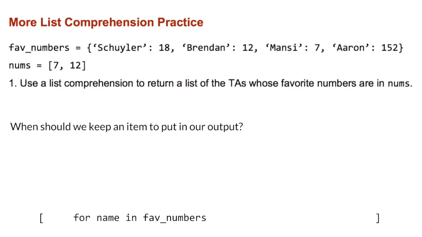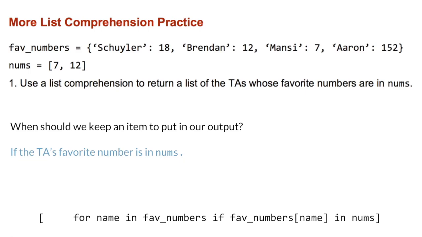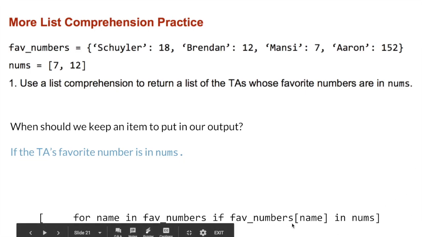Now the next question is, when should we keep an item to put in our output? In other words, are we filtering items at all? And in this case, we're totally filtering items. We're only getting the names of the TAs whose favorite numbers are in nums. So what we do for that is we have a name. We're already iterating over the keys in the dictionary, and we have to figure out if those keys' values are in nums. So what that looks like is this. So if fave numbers name in nums.